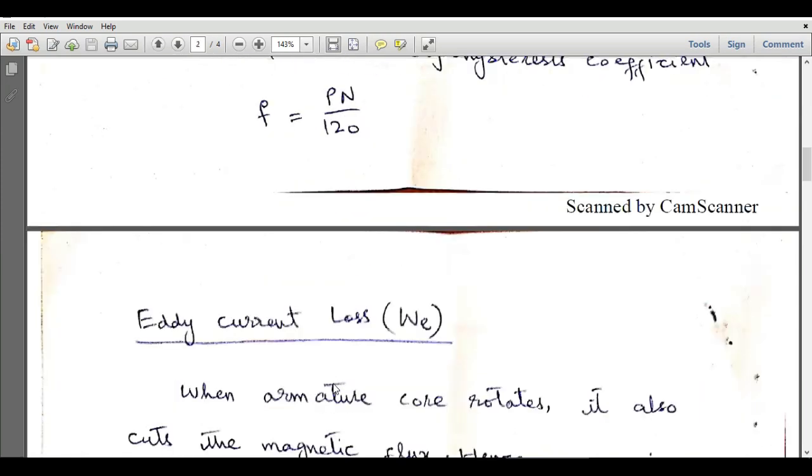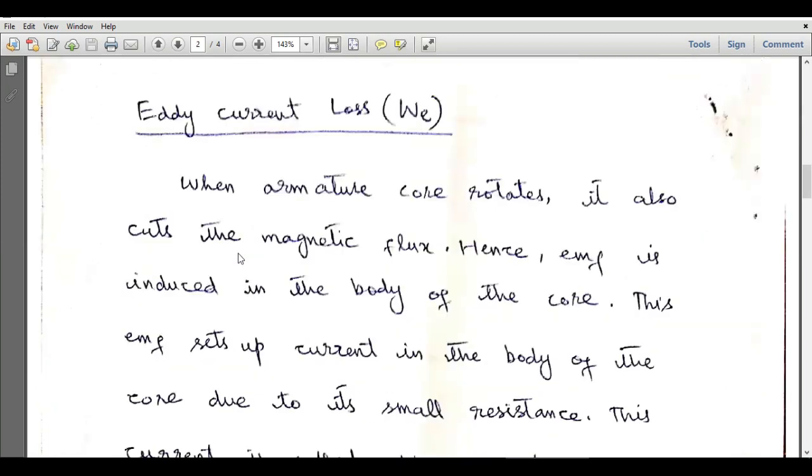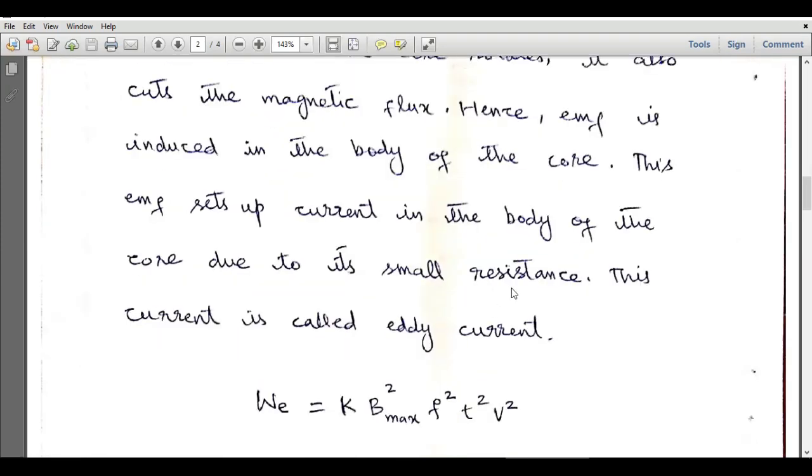Second iron loss is the eddy current loss, and when the armature core rotates, it also cuts the magnetic flux. Hence, EMF is induced in the body of the core. This EMF sets up current in the body of the core due to its small resistance. So, the core has a very small resistance. Due to the rotation of the armature core, which is made up of iron, the flux is continuously changing, so EMF is induced in the core, and due to that EMF, small currents are also produced within the body of the core, right? So that current is called eddy current.